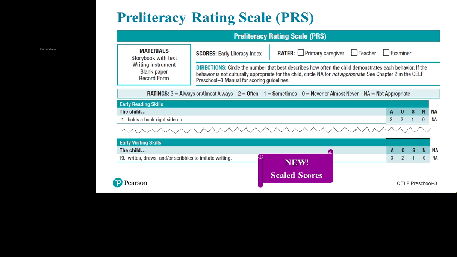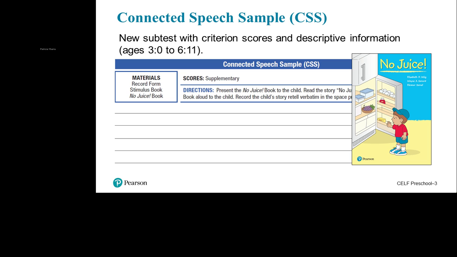Test items in the Preliteracy Rating Scale are grouped by early reading skills, such as holding a book right side up, turning the pages, and also early writing skills. So skills like drawing or scribbling or writing his or her name. And this contributes to the Early Literacy Index along with the phonological awareness subtest. And this does provide scaled scores. The connected speech sample subtest is a new subtest with criterion scores, and it also provides a lot of descriptive information. So you would present the No Juice book to the child and then read the story and then ask the child to retell the story and then record their story retell on the record form in the space provided.